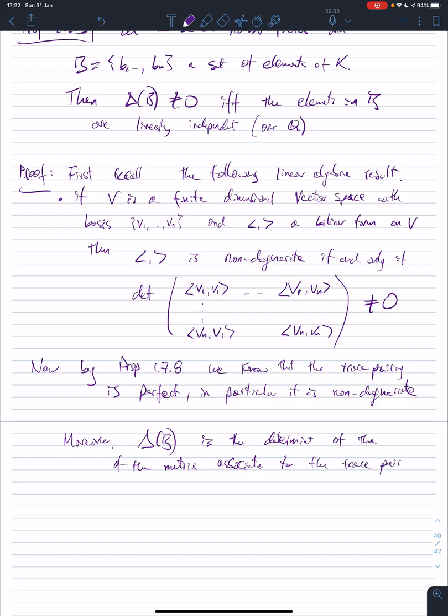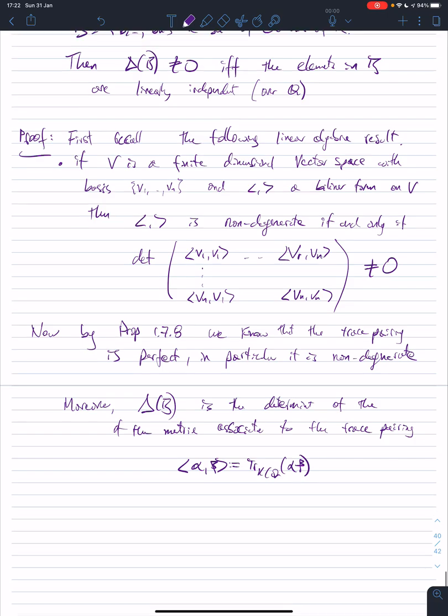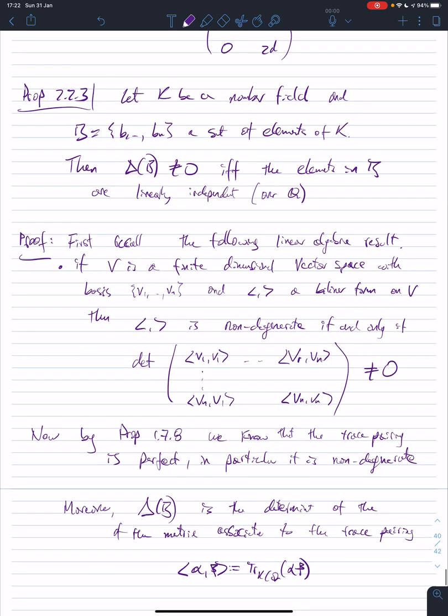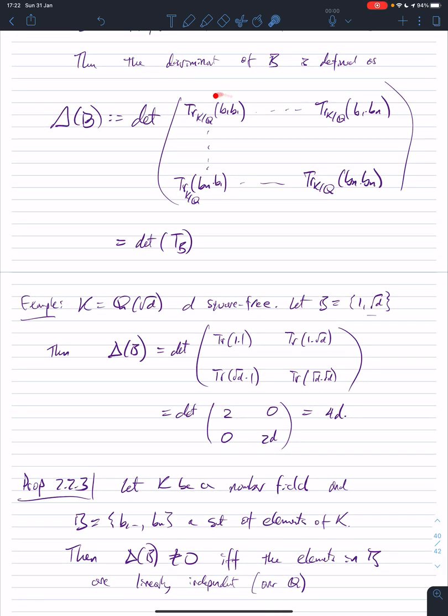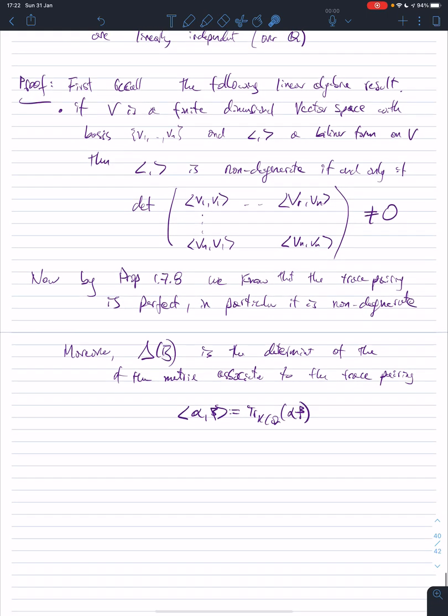So what we saw was that you could use a trace to form a pairing, right? For example, my pairing is just the trace from K to Q of alpha times beta. This is how I used the trace to define a pairing. And so this matrix that I've written up here is the matrix associated to the trace pairing. And now this result from linear algebra says that if you look at the determinant of this thing, this is non-degenerate if and only if this determinant isn't 0.